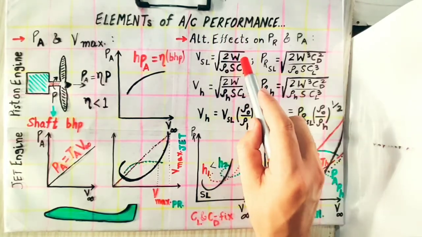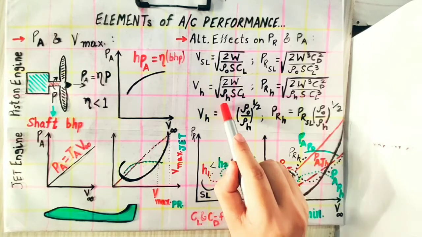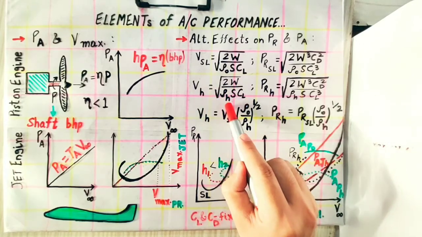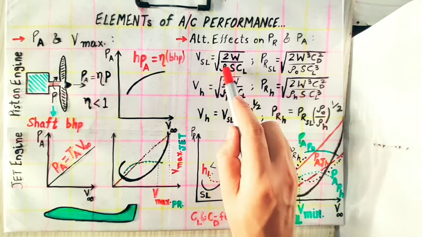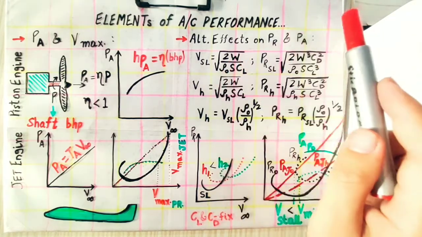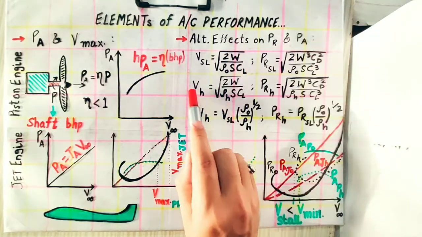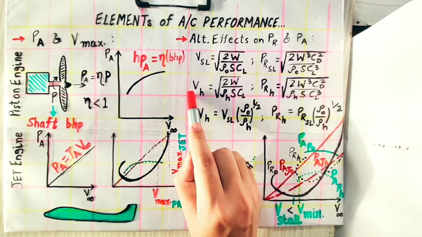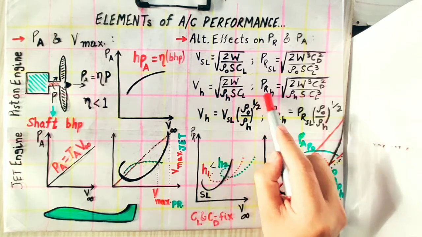So velocity at a height will only vary when the altitude varies, and when the altitude varies, we know density varies. Density at sea level we know is high. As we go above the earth's surface, the density decreases. So density decreases, velocity should increase. So velocity will increase and power required will also increase.